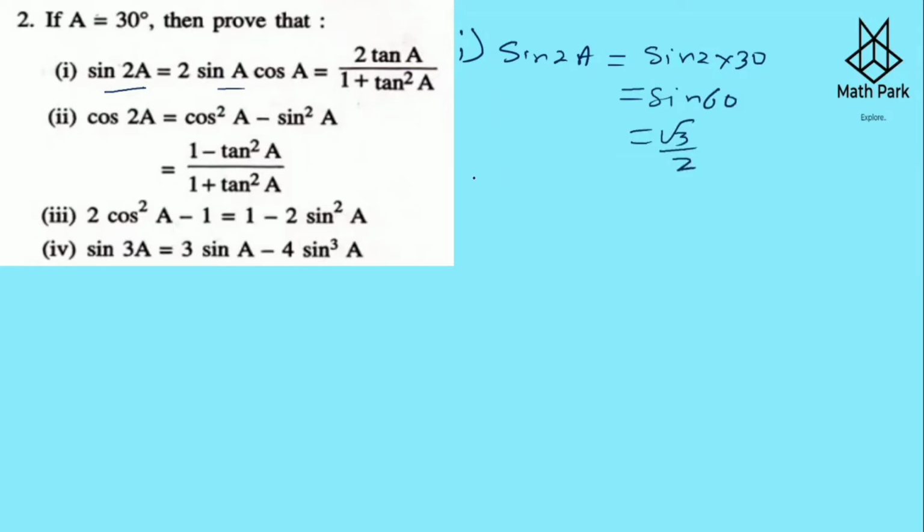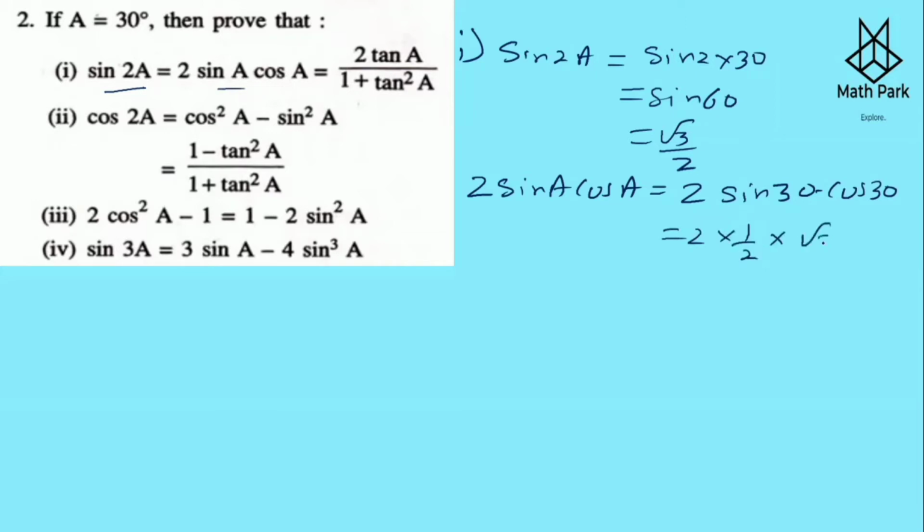Then let us take 2 sin A cos A. Put the value of A. So 2 sin 30 cos 30. Sin 30 is half, so 2 into 1 by 2 into cos 30 is root 3 by 2. So this we get root 3 by 2. This 2 and 2 got cancelled. Let us take the third part.